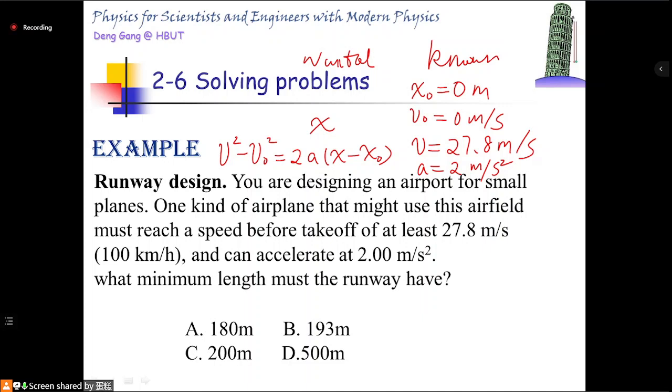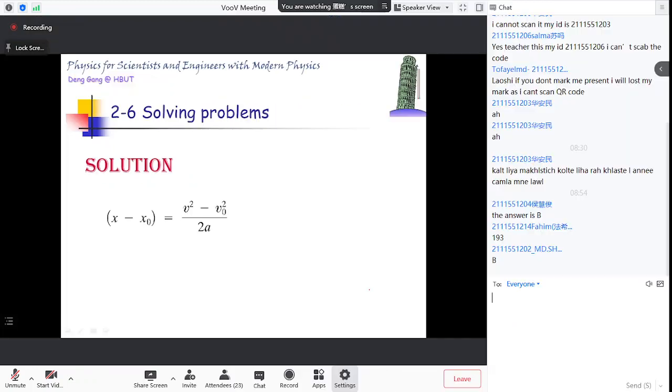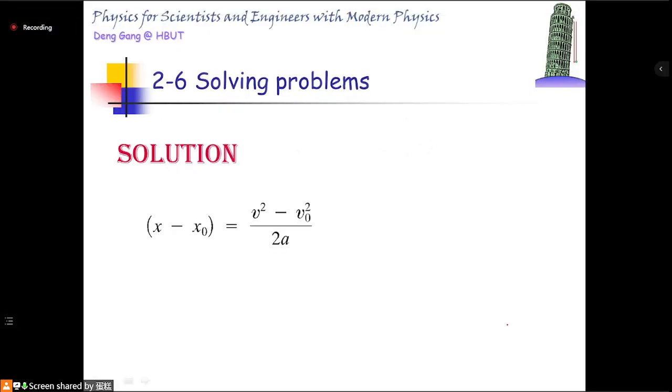Okay, so some of you have told me your choice. Some of you chose B, and some of you chose C. So let's see which is the best. We use this equation, right? And we know v is equal to 27.8, and acceleration is 2. So x0 is 0, so that's also x. So 193 is the result. But is that the final result?